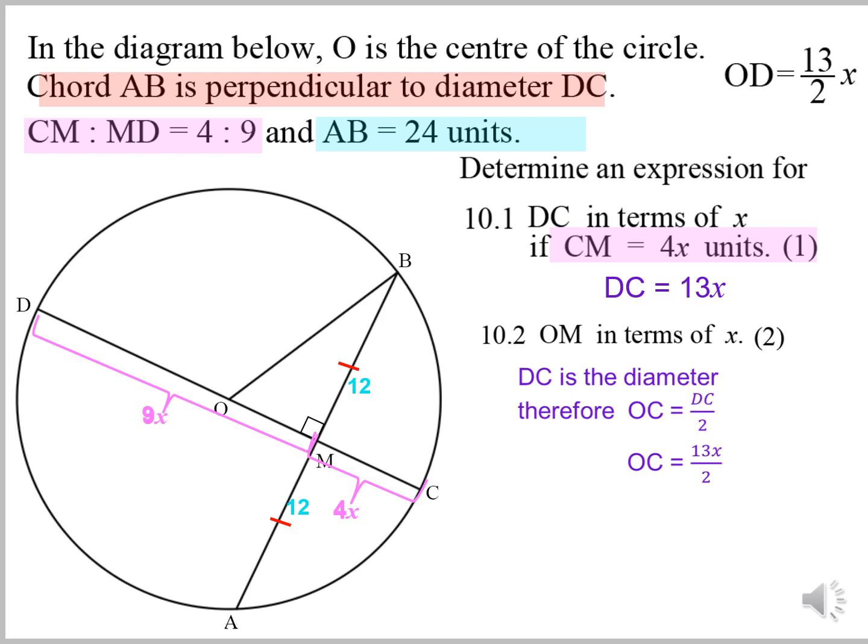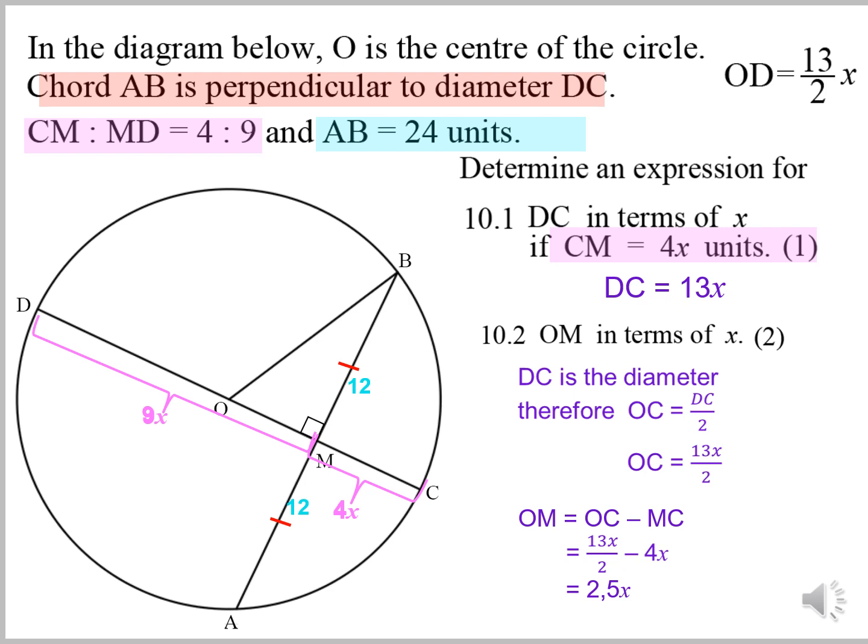OC, the radius. Now, part of OC is already given. It's equal to 4x. It would mean that the value of OM is going to be OC minus MC. OC is 13x over 2 and MC is 4x. So 13 over 2x minus 4x. And then you simplify, that will give you the value of OM.